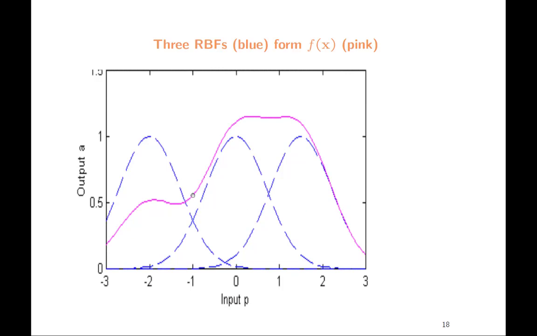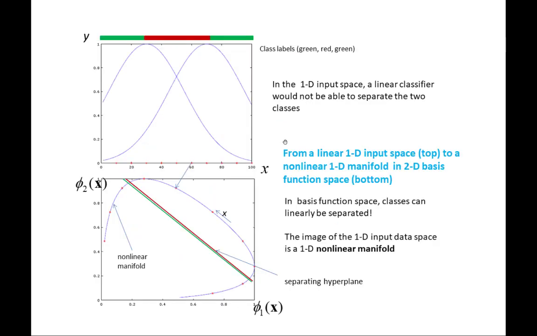So the blue ones are given. These are Gaussians with centers we picked appropriately. We only have to learn the output weights, and by learning weights on these blue basis functions, we can model this pink function here quite nicely.